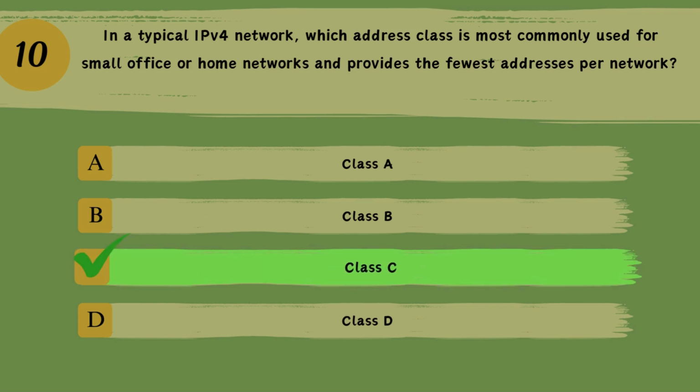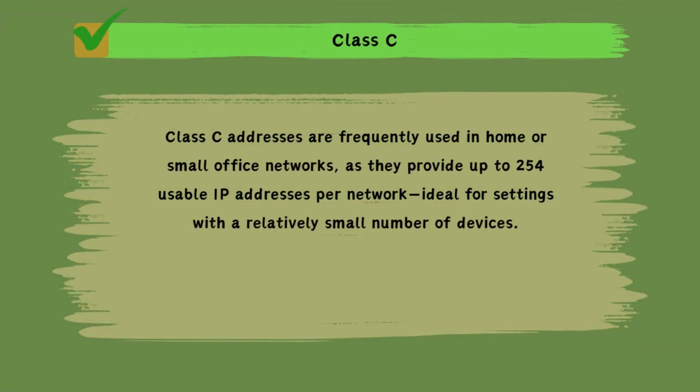Correct answer, C. Class C. Class C addresses are frequently used in home or small office networks, as they provide up to 254 usable IP addresses per network, ideal for settings with a relatively small number of devices.